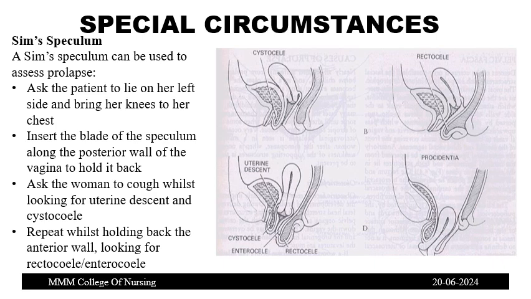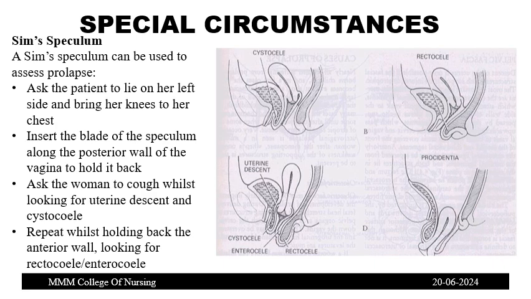Sims speculum can be used to assess the prolapse of the uterus. Ask the patient to lie on her left side and bring her knees to her chest. Insert the blade of the speculum along the posterior wall of the vagina to hold it back. Ask the woman to cough while looking for uterine descent and cystocele. Repeat while holding back the anterior wall looking for rectocele and enterocele.